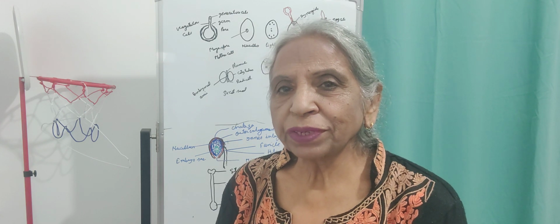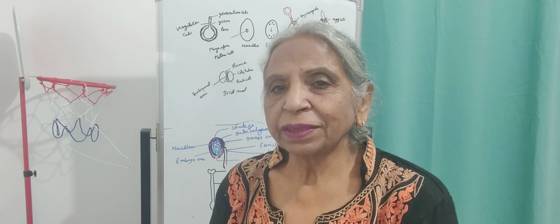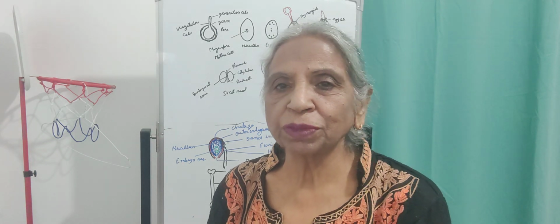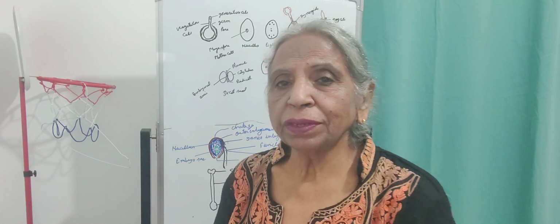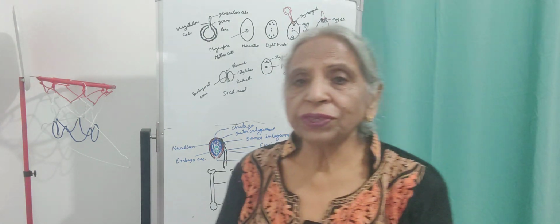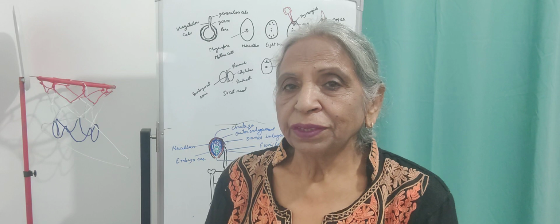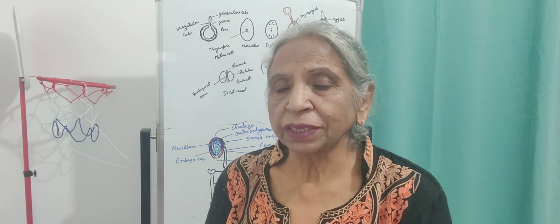We're doing reproduction in plants and we have done the structure of the androecium and the gynoecium, androecium in the male part and gynoecium in the female part. Now how fertilization occurs and the seeds and fruits are formed. So now we'll deal with this.